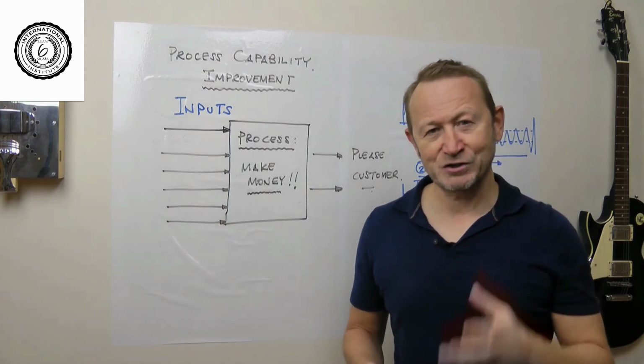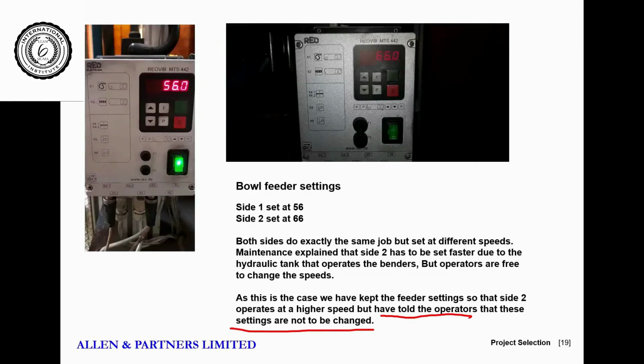So let's go back to the case study and see what else they got up to. So they're fixing the settings in the bowl feeder. Now they found that unfortunately they couldn't fix them to the same settings. In theory, they are the same bowl feeder. But a little bit of common sense here says that if they're not the same, use your common sense. Don't stick with common settings if they don't work. So, bit of common sense says one has to be at 56, one has to be at 66. This is probably down to the age of the bowl feeder, etc. But they've put them at standard settings and told the operators you're not to change them.